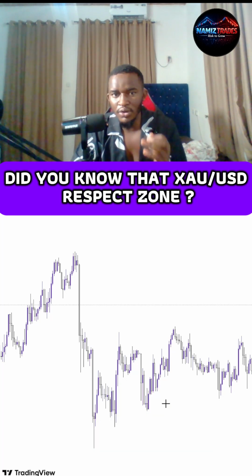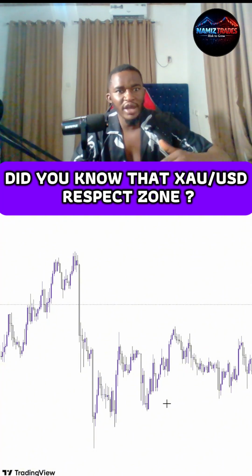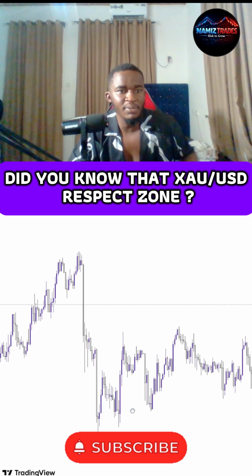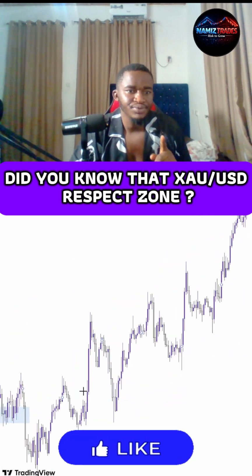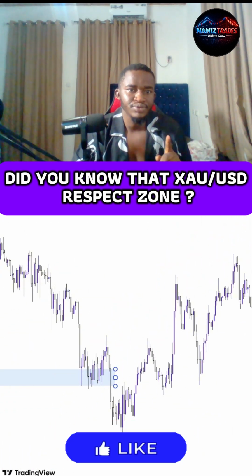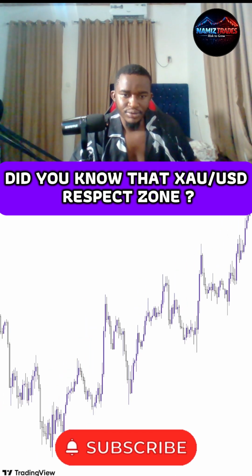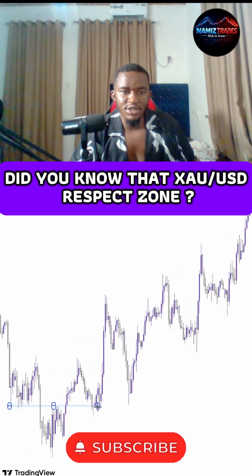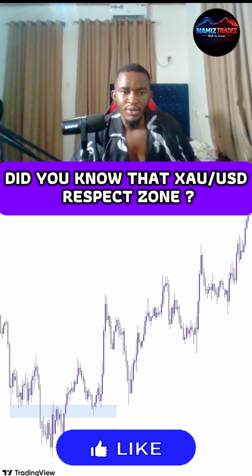Either order block or fair value, that's in your demand zone. Any consolidation zone, you must respect it. Let's mark out and count. Let's start from here. Let me start somewhere here. Look very well. First zone. You get? That's the first zone.